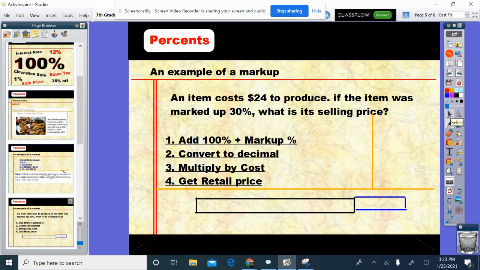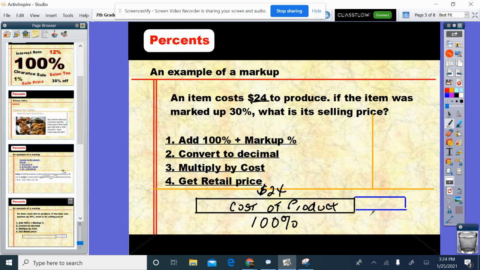So what I do first is I add 100% to the markup percent. Well, why do I do that? Let's take this little diagram down here, and make sure you put this in your notes too. This is the cost of the product. How much does this product cost? Well, it costs $24 to produce. So this will be the dollars up here, and I'm going to say that's 100% of what it costs to make that product, which is $24.